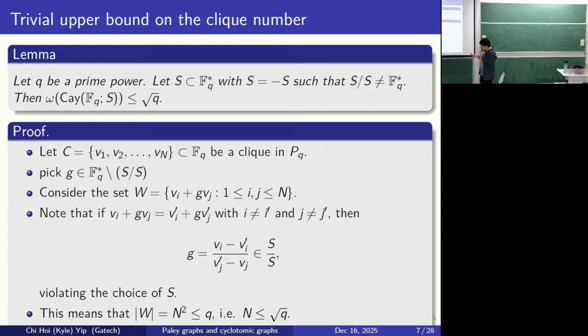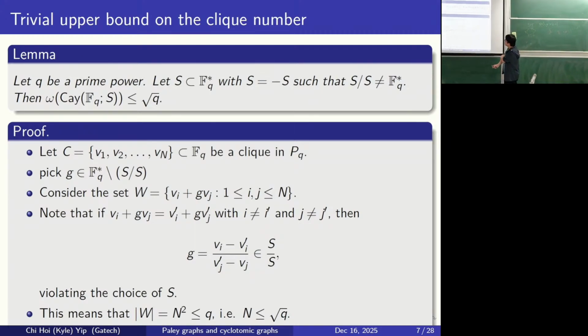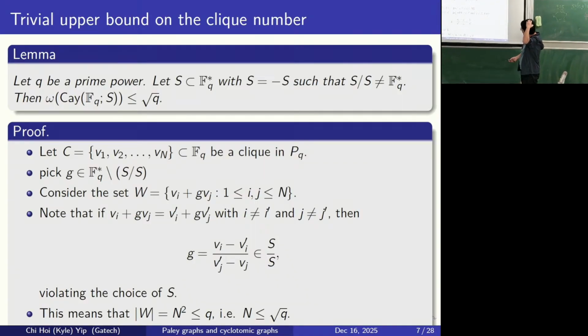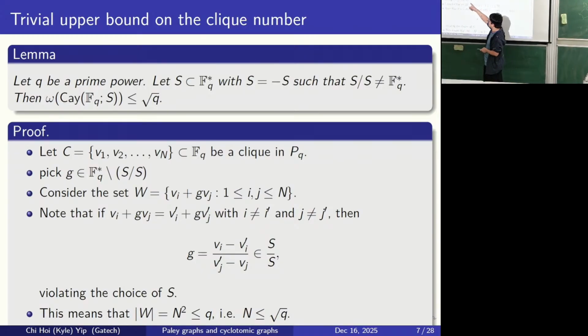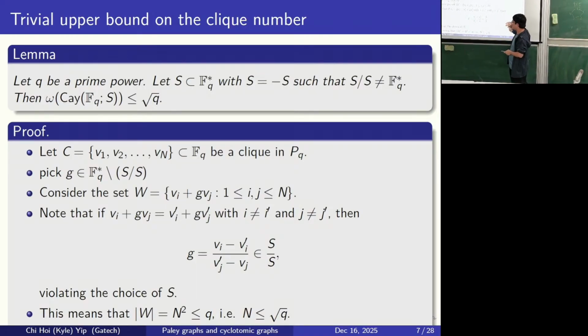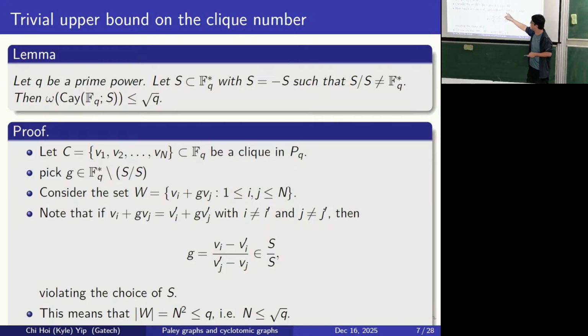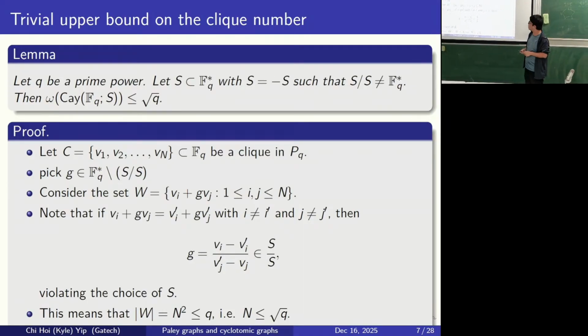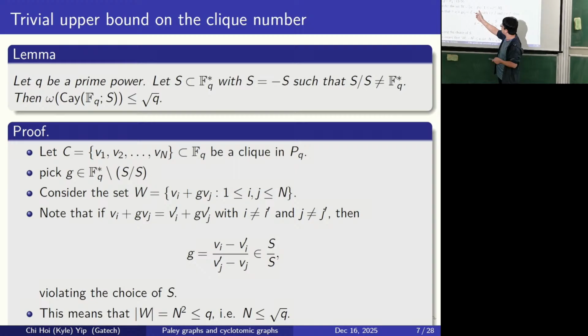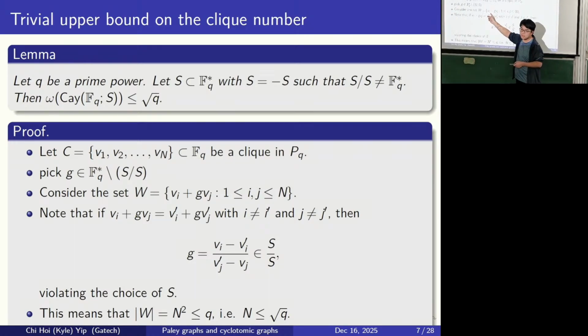Okay, so let's try to see how to prove this. So the idea is that we can try to pick something outside of the ratio set, say G. And then we can consider this set W, which is Vi plus G Vj, where i and j run over 1 up to n. Then the claim is that all of these sums are different.